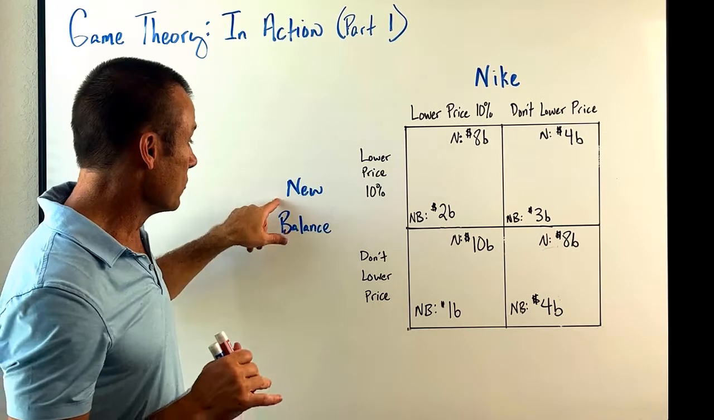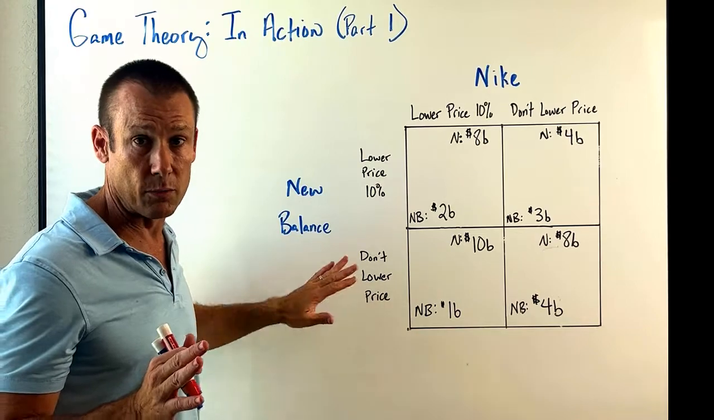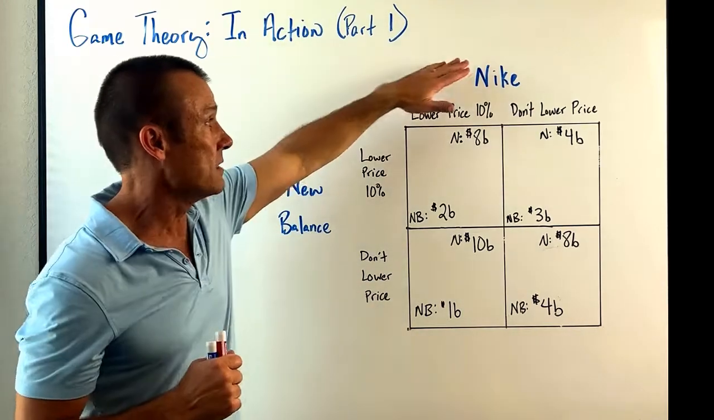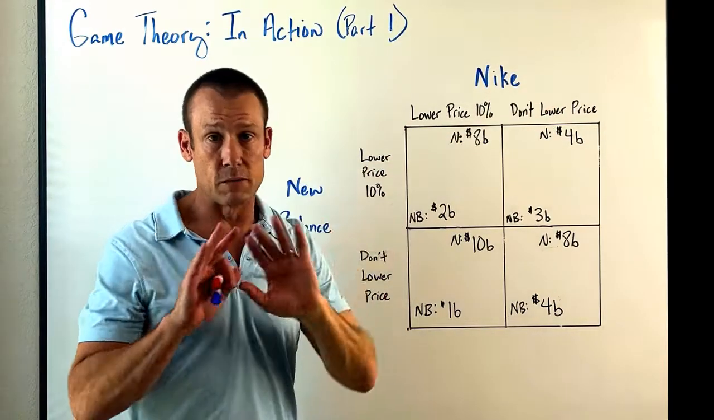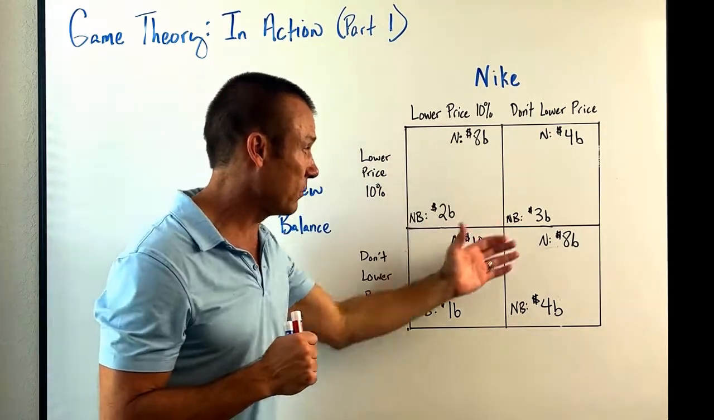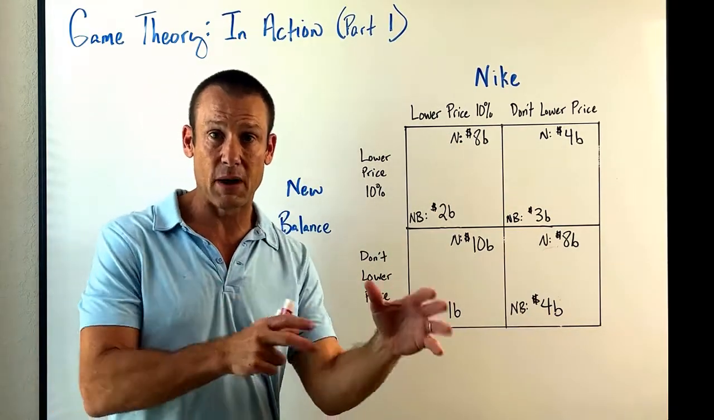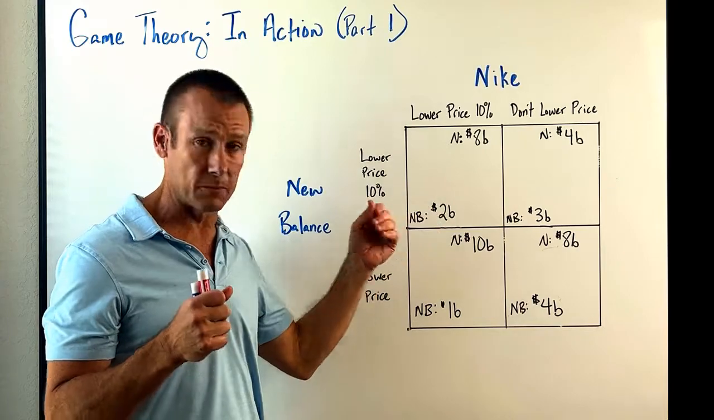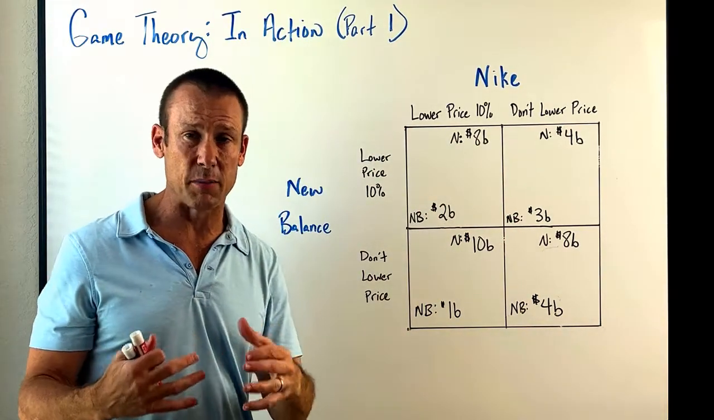Strategies. New Balance can lower their price, we're going to say by 10%, or not lower their price. So just 2 strategies right now. Nike, same 2 strategies. They can lower their price by 10% or not lower their price, okay? So these are the strategies our players are looking at. And now we've got the payoff matrix. And what do firms care about the most? Well, profits. So all of these are profits. So this is a proper payoff matrix.